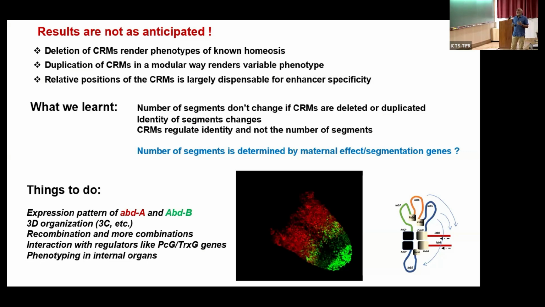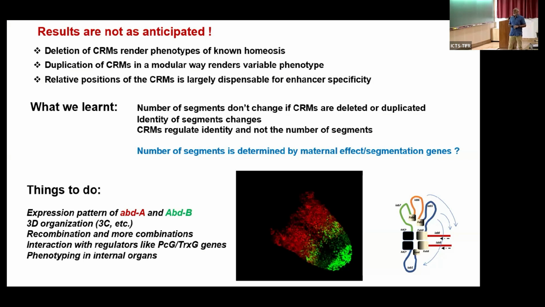We want to recombine them in many different permutation combinations. So now we have lots of those flies, and then see if by difference in the phenotype we can figure out later what kind of long-range interaction changes are taking place.